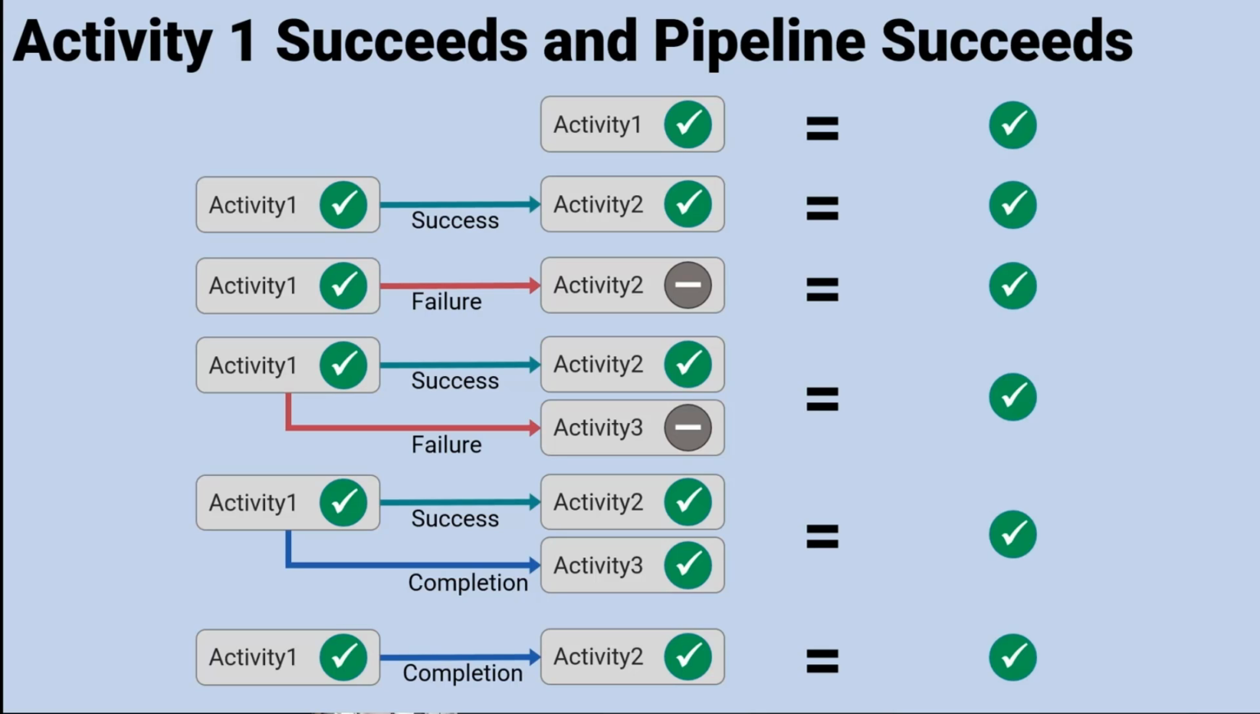Activity 1 succeeds, activity 2 is skipped, and the pipeline reports success. Now, if we make it maybe more realistic by adding another activity, as long as activity 1 succeeds and activity 2 and 3 either succeed or are skipped, our pipeline will report success.